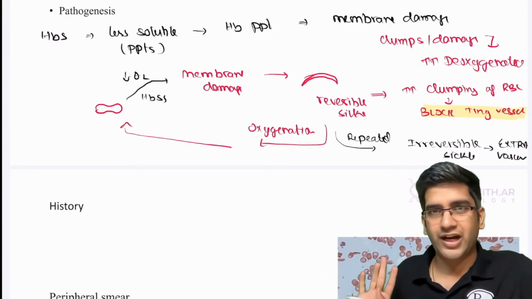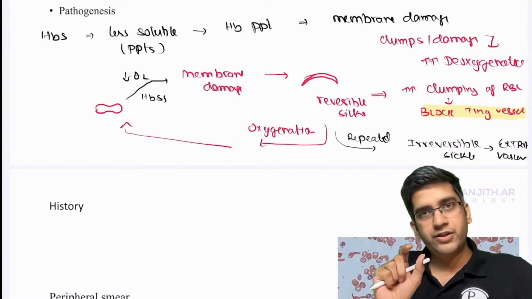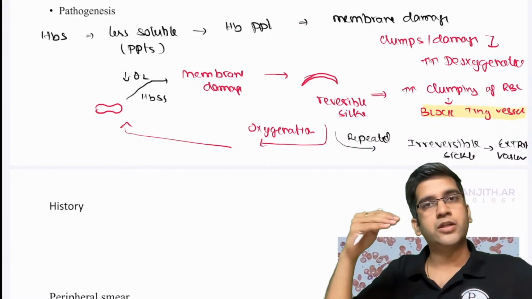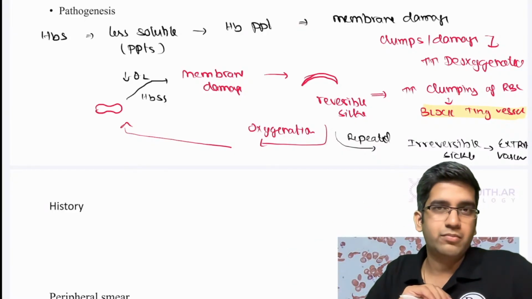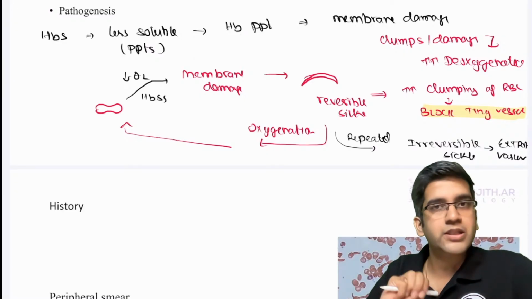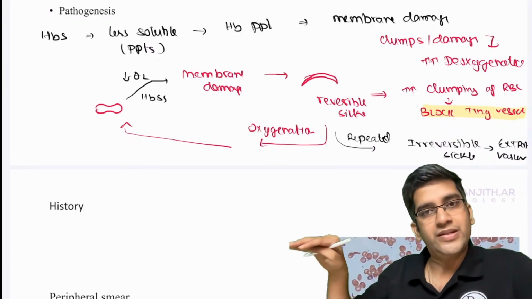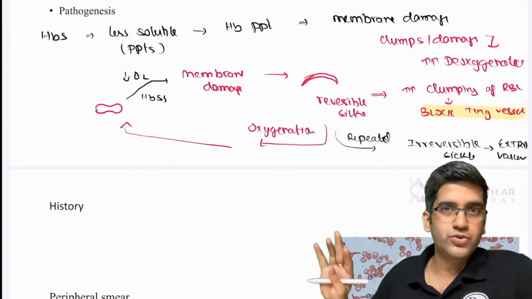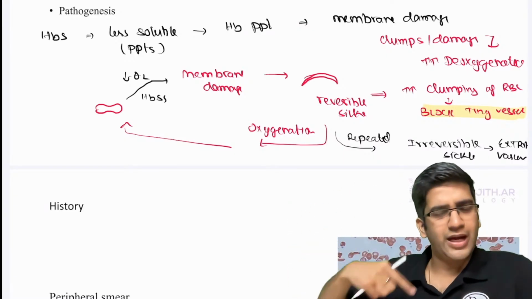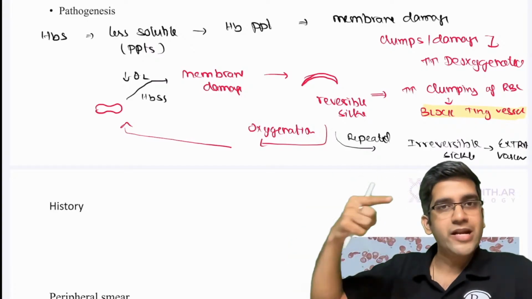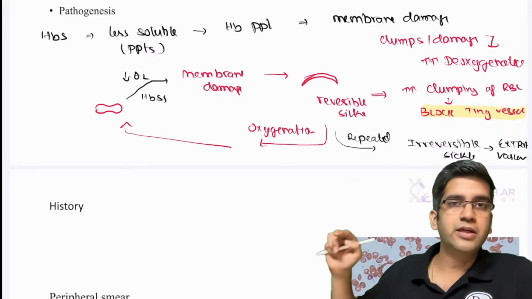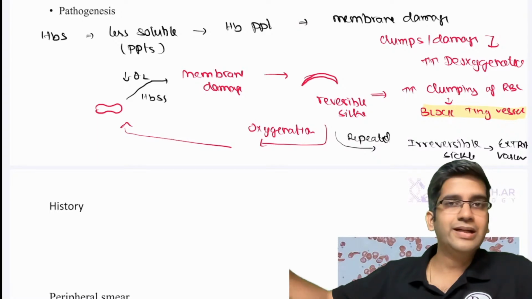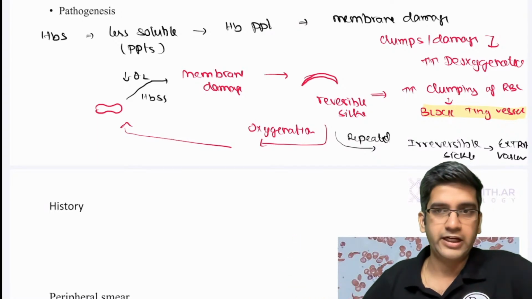Irreversible sickle causes anemia. That's all. A normal RBC, because of all the conditions, becomes a clumped RBC, clumps HbS, which will cause membrane damage, which becomes reversibly sickled, which has the capacity to block the vessels, causing vaso-occlusive crisis. It's a reversible process, it can come back to normal again and again. Repeated attempts will make it irreversibly sickled. Those sickled RBCs will get stuck in the spleen and cause hemolytic anemia, fine?